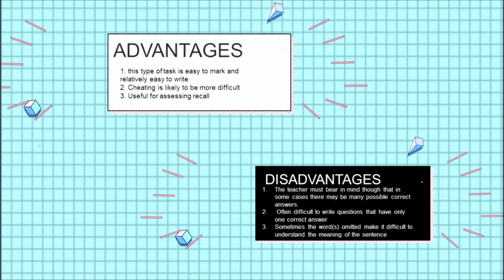This type of task is easy to mark and relatively easy to write. Cheating is likely to be more difficult, and it is useful for assessing recall. The disadvantages: the teacher must bear in mind that in some cases there may be more than one possible correct answer, and it is often difficult to write questions that have only one correct answer. The third is that sometimes the words omitted make it difficult to understand the meaning of the sentence.